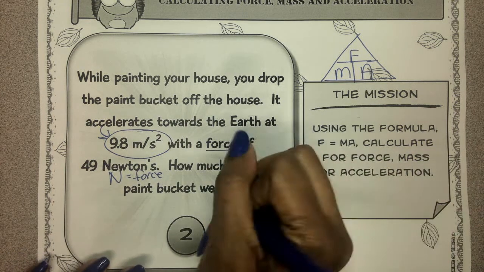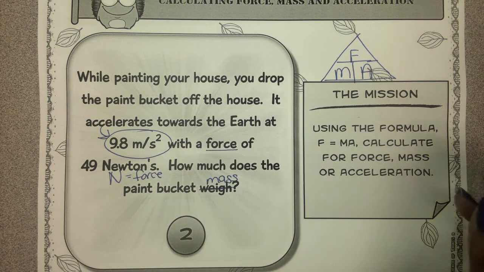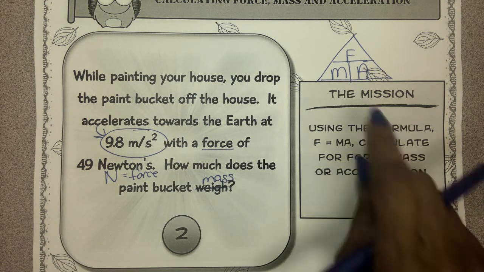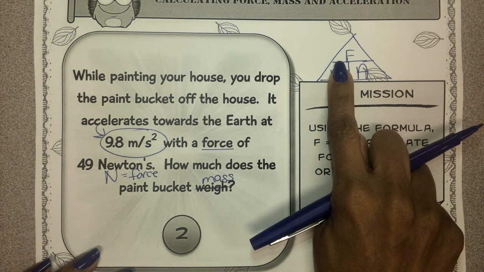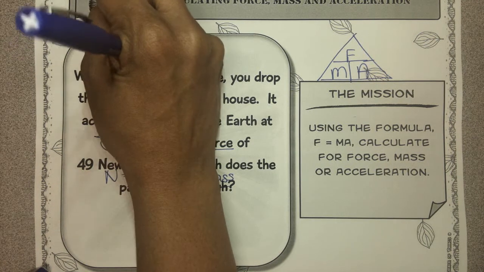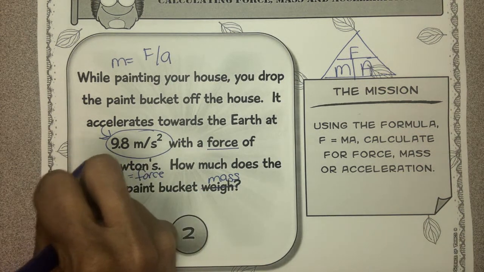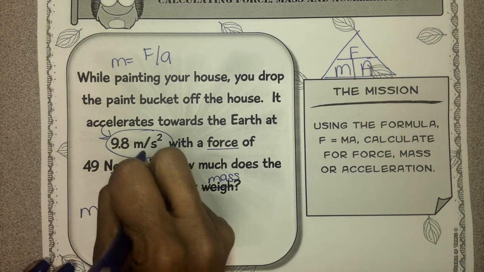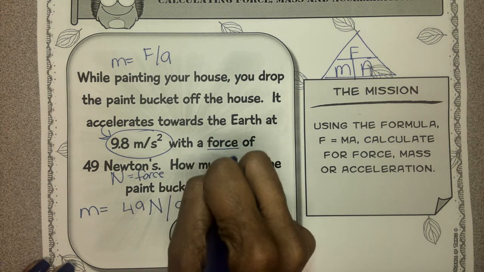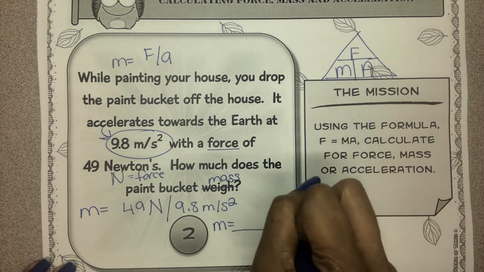Instead of saying how much does the bucket weigh, they should say what is the mass, but that's the same thing for this. They're asking you to find the mass, so you cover up the m. The formula you need is mass is force divided by acceleration. So your mass is equal to your force, 49 newtons, divided by your acceleration, 9.8 meters per second squared. Remember, your mass is always in kilograms.